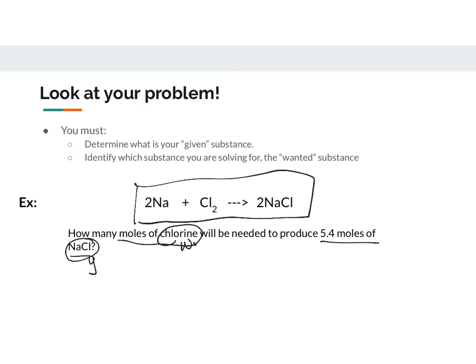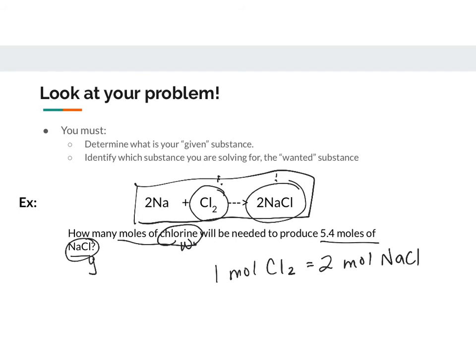I always like to label these in the problem and also circle them in my balanced chemical equation. So I'm going to circle those 2 things in my balanced chemical equation. All right, so this is going to help me determine that the mole ratio conversion factor I need for this problem is going to compare these two substances. So I can say that 1 mole of Cl2 is equal to 2 moles of NaCl.